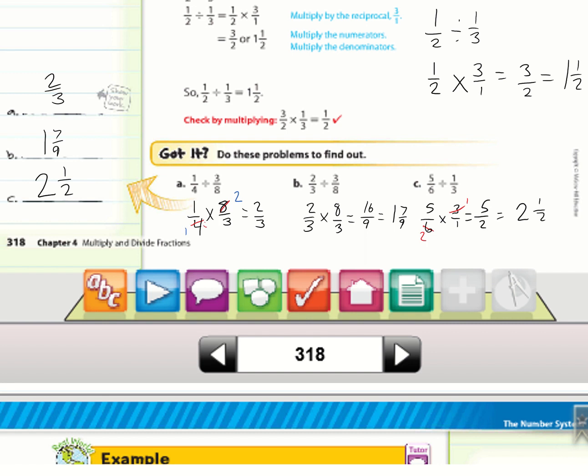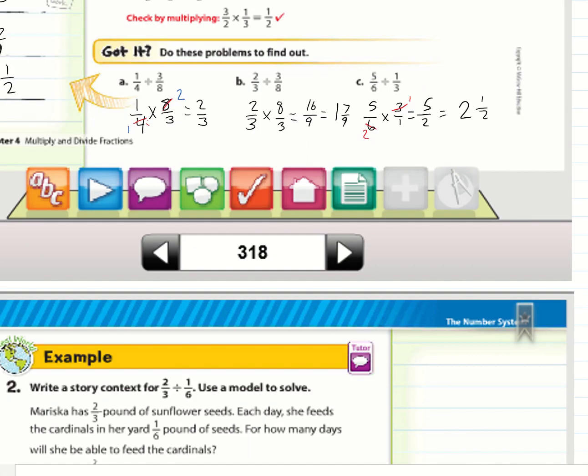For B, I could not cross-divide because there were no compatible numbers when crossing. So we have 16 over 9, which simplifies to 1 and 7/9. For C, 3 and 6 can both divide by 3. So 3 divided by 3 equals 1. 6 divided by 3 equals 2. So 5 times 1 equals 5. 2 times 1 equals 2. So that gives me 5 over 2, which simplifies to 2.5.